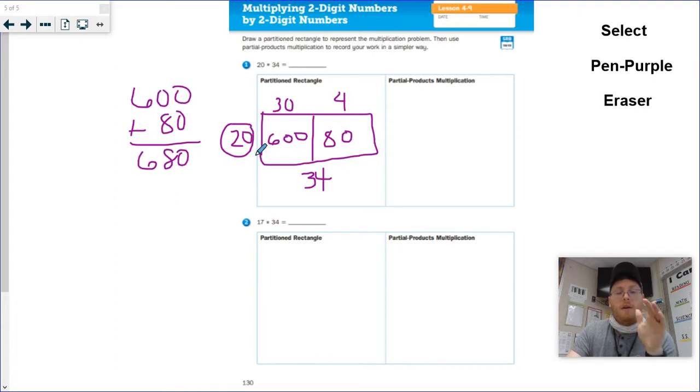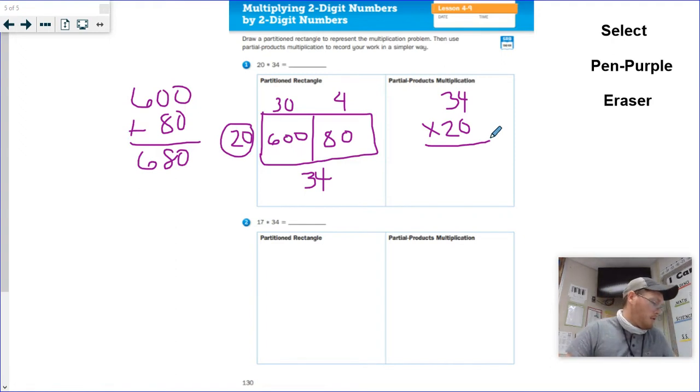Now, when we come over here and do the partitioned rectangles for 17 and 34, I'm going to show you how it's a little bit more challenging, and you have to know the steps. Before we move on to number 2, we're going to finish off with partial products multiplication. So I'm going to take 34 and multiply this by 20. Let me just double check my page to make sure I'm going to do this right.